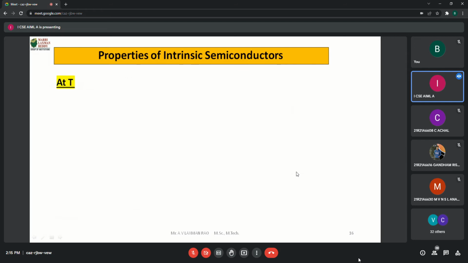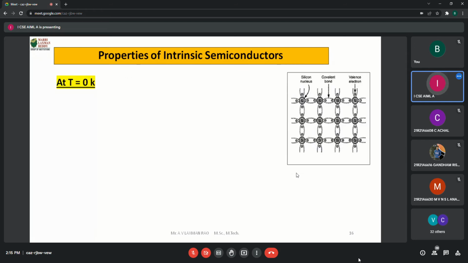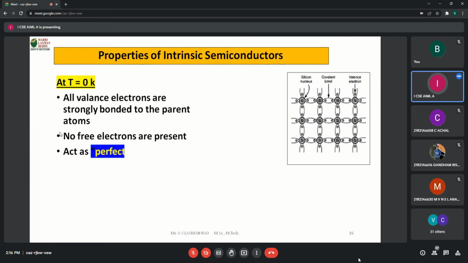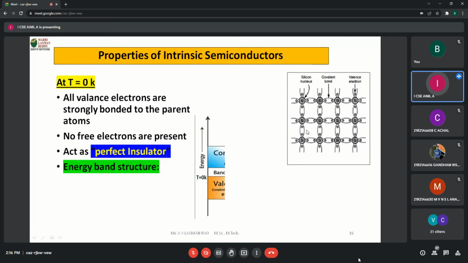Now if you take the properties based on the temperature, when temperature is 0 degree Kelvin, all atoms are having the covalent bond, and no electron is a free electron. So no free electrons means it is just like an insulating material. That's why it is behaving as a perfect insulator. All our covalent bonds are there. No free electrons are available.